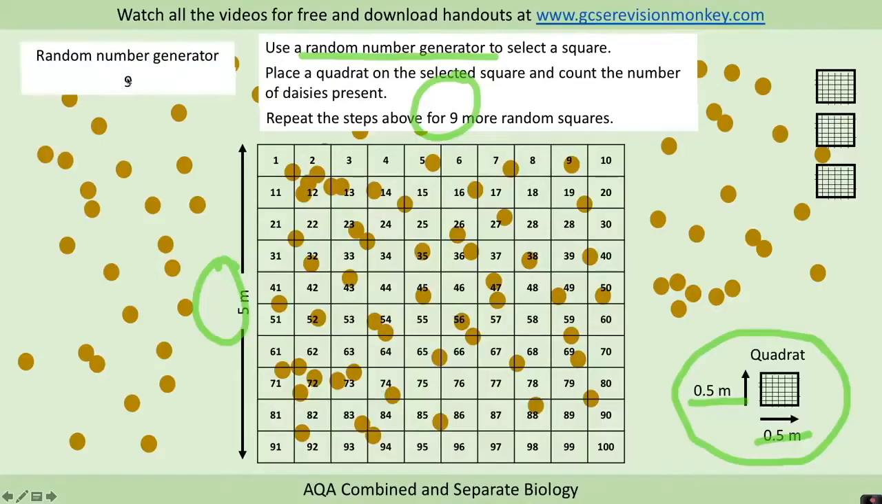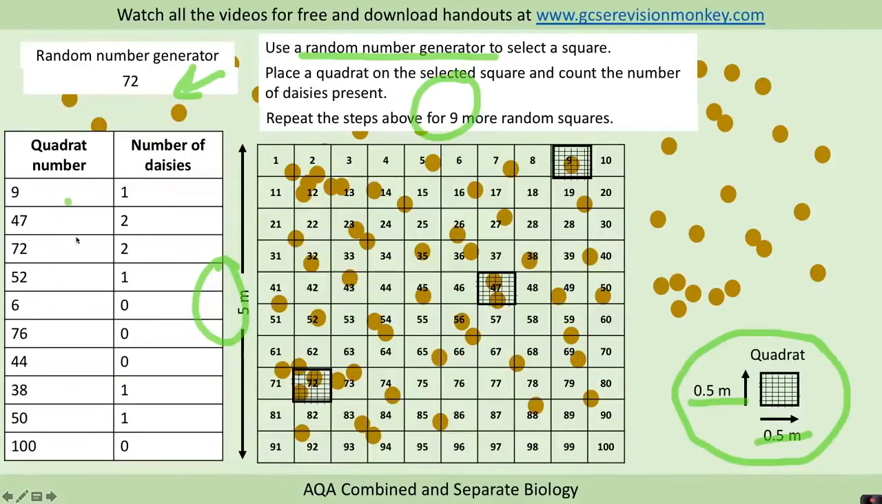So let's say our random number generator picked us out the number 9. What we do is we take our quadrat and we place that on square 9 and we count the number of daisies present. We would then repeat that for another square. For example, if our random number generator there picked us up 47, we'd place our quadrat on 47, count the number of daisies present, and again, for example, 72, again counting the number of daisies present. Now we'd repeat that for around 10 squares. So we've got different quadrats here, and we've counted the number of daisies present in the squares.